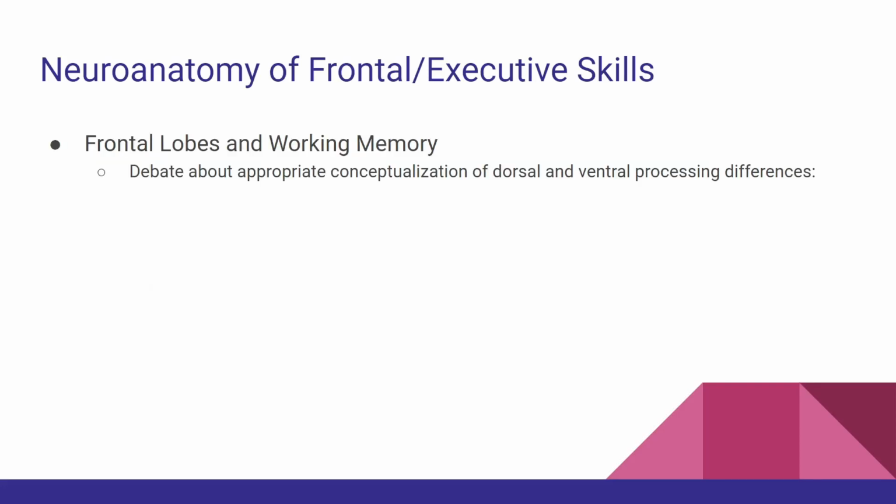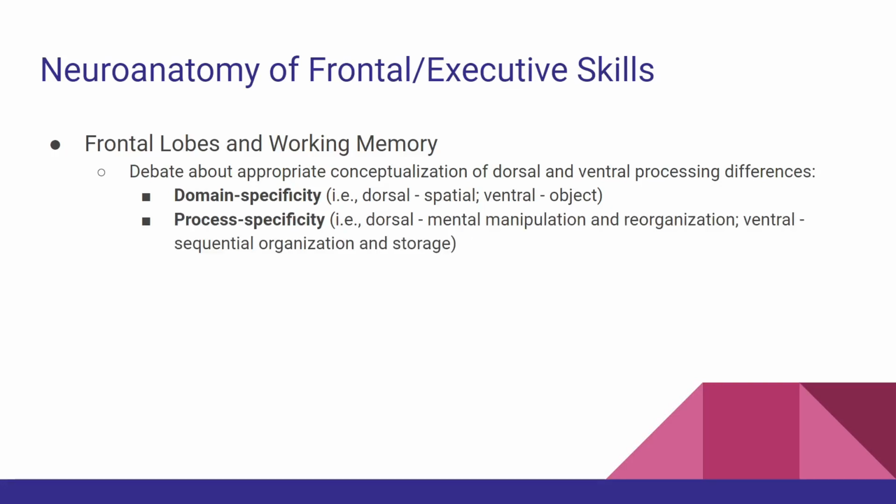So there has been some debate about how to conceptualize the dorsal and ventral processing differences. As I had mentioned, one conceptualization is this domain specificity, where the dorsal aspects process that spatial information and the ventral aspects process more information about the object. There's also another conceptualization, which is process specificity, where the dorsal aspects are involved in things like mental manipulation and reorganization, whereas the ventral aspects are involved in sequential organization and storage.